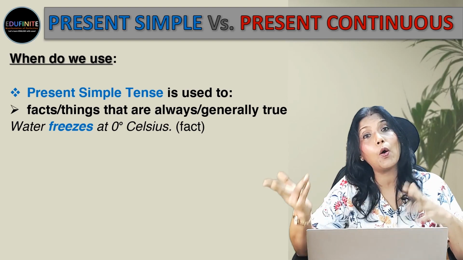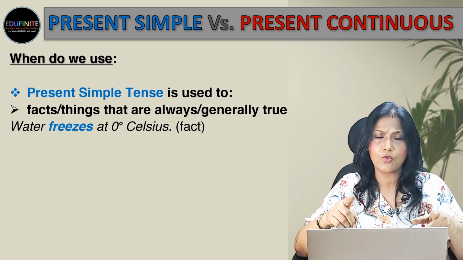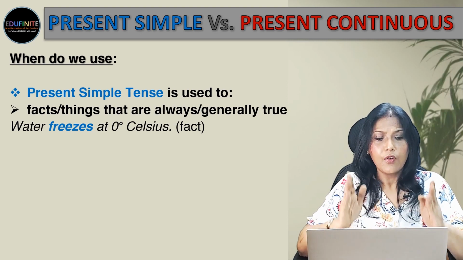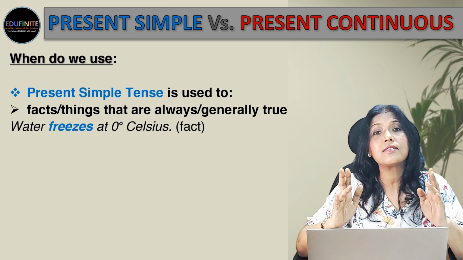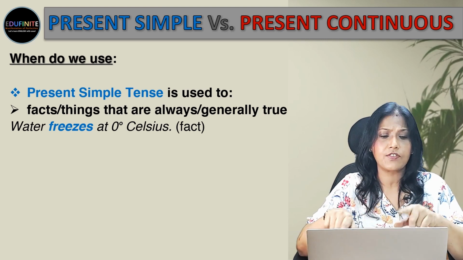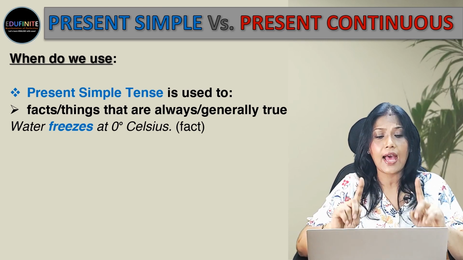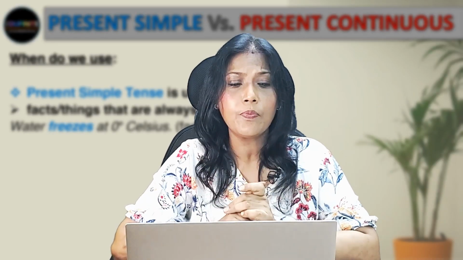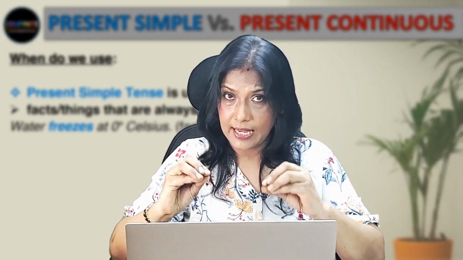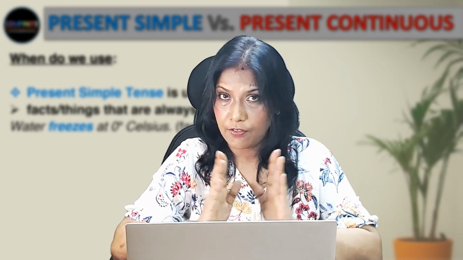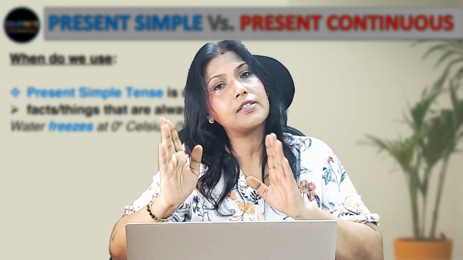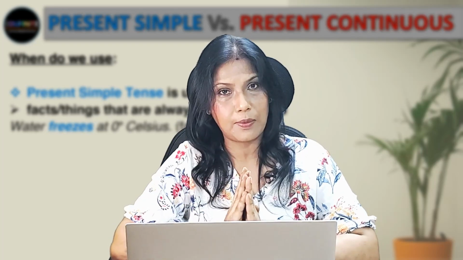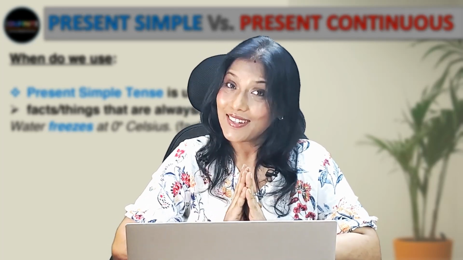Again, we know water boils at 100 degrees Celsius. That's also a true fact. So any facts that are true, we use this present simple tense to express, just as I have said, water freezes at 0 degrees Celsius. Okay, now before continuing on, let me just tell you, for present simple tense, I've used the blue color for the verbs, and for present continuous or present progressive tense, I've used red color for the verbs. So it will be easier for you to understand.